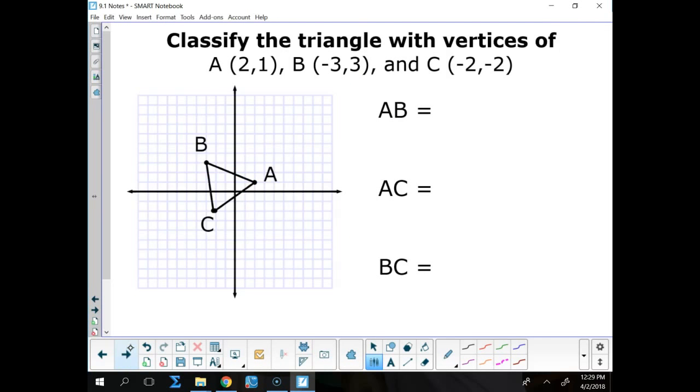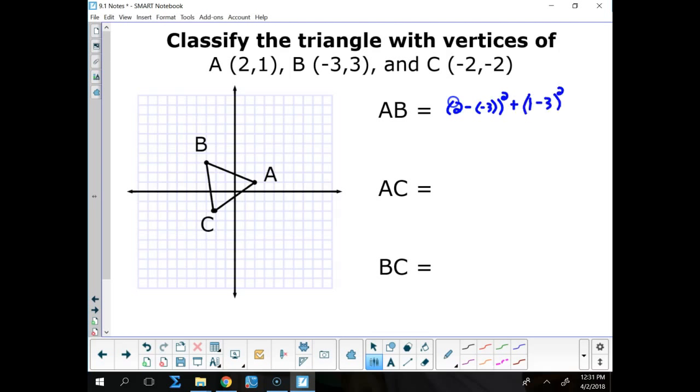So it says classify the triangle with vertices of that. What I would like you to do is find me the 3 distances there, and then we'll determine what kind of a triangle it is. So distance me all 3 of them. Spot check AB. If I'm doing segment AB, that's going to be 2 minus negative 3 quantity squared plus 1 minus 3 quantity squared. Take the square root of that.